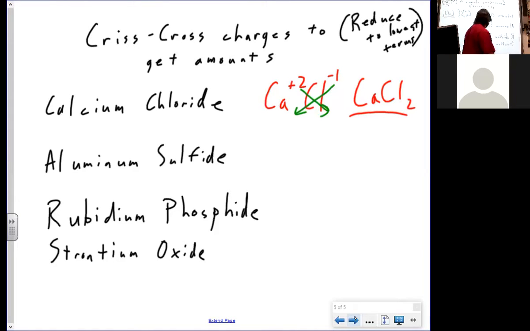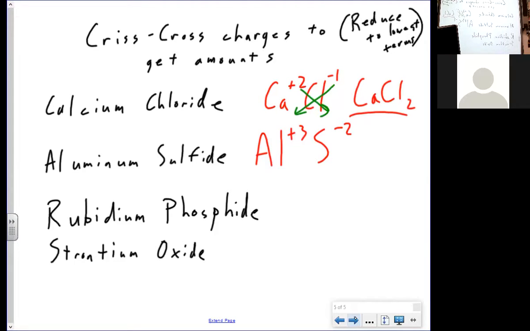All right. Aluminum? Aluminum is Al. Charge? Well, +1, +2, +3. +3. Sulfide? Sulfide is S, right? Yep. And then it's -2. Okay, let's stop there. Make sure everybody's with me.